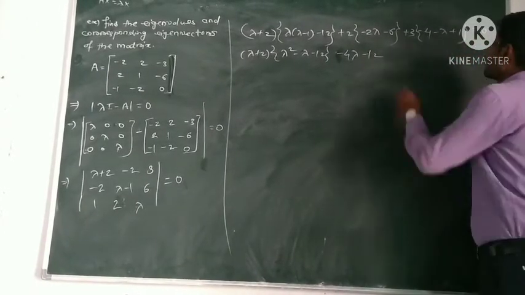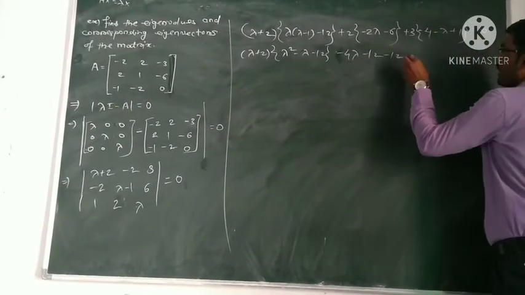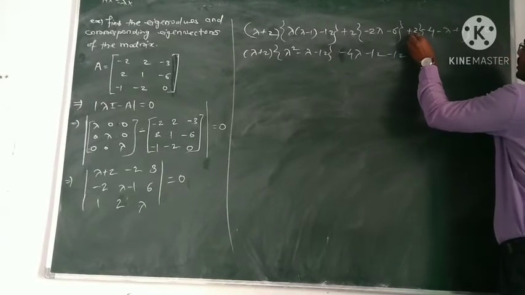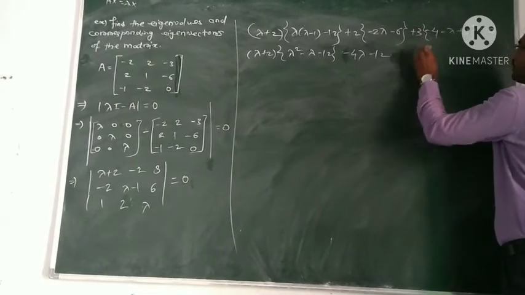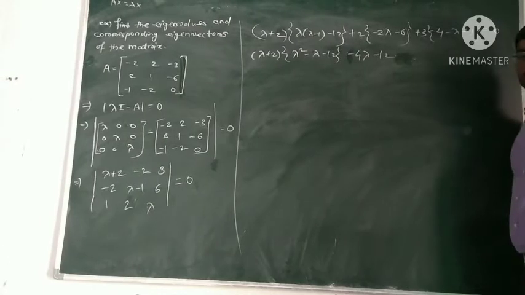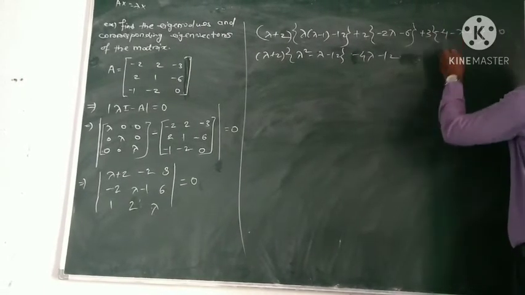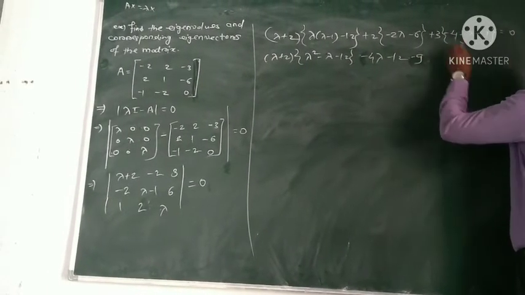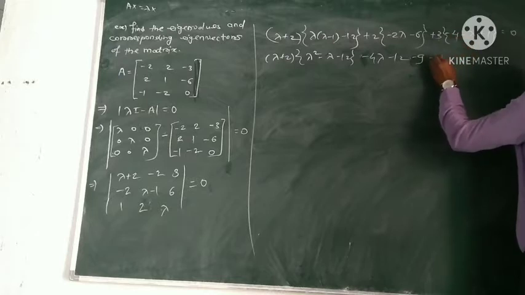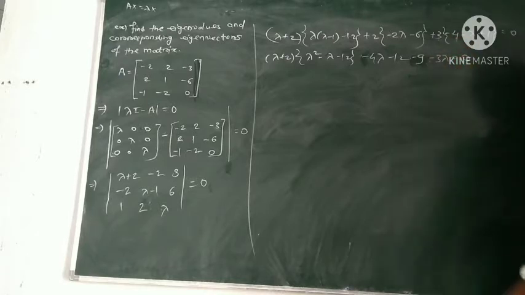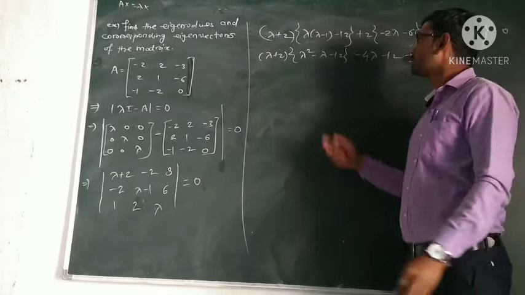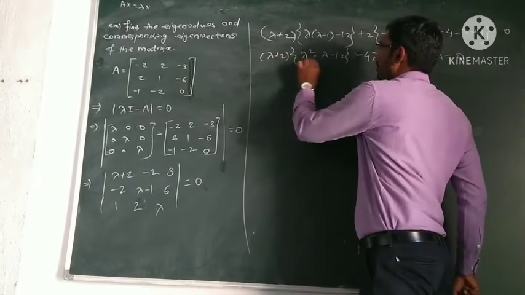Okay. Then 3 into minus 4 is minus 12. Before that we can do one thing: minus 4 plus 1 is minus 3. 3 into minus 3 is minus 9. And 3 into minus lambda is minus 3 lambda, equal to 0. Okay. Now you have to multiply these two brackets.